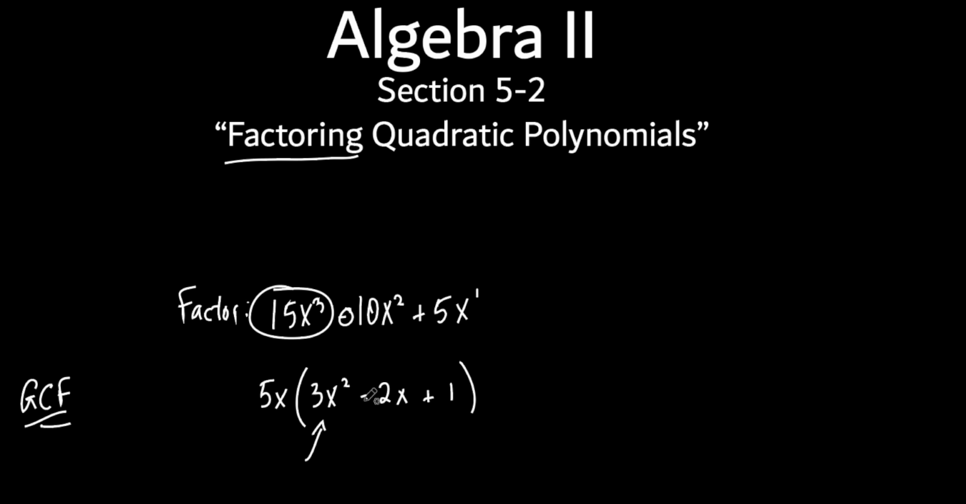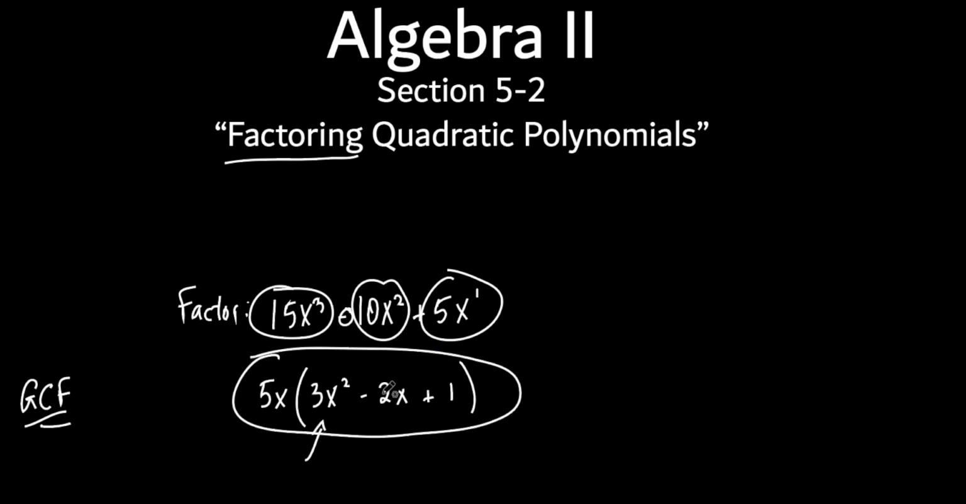Okay, put a minus right there, minus right there. So now you take this 10x squared, and you divide it by your greatest common factor. 10 divided by 5 is 2. X squared divided by x is x. And then you took this, divided it by this. 5 divided by 5 is 1. X divided by x is 1. 1 times 1 is 1, and there you go. So what we did is we took the answer, and we turned it into the question that we originally started with.